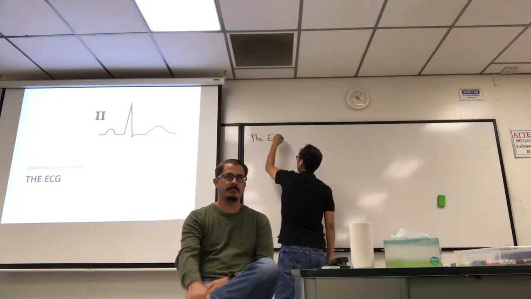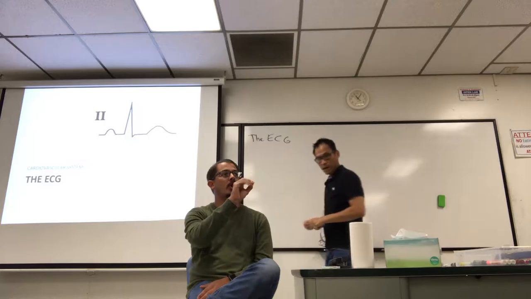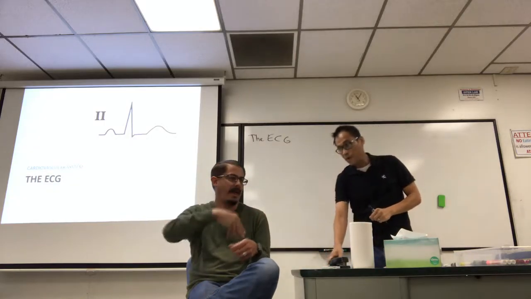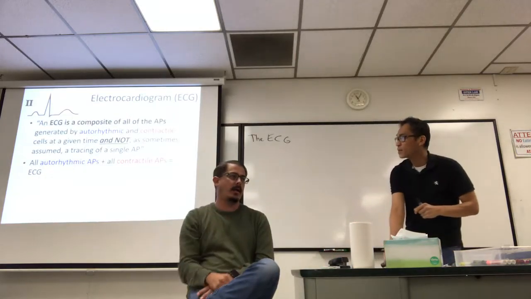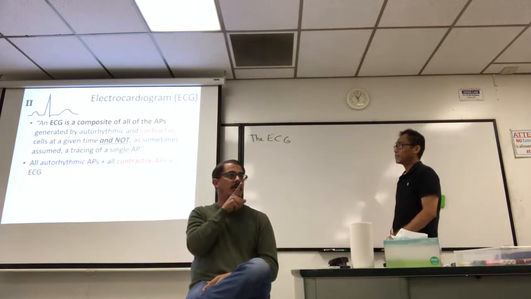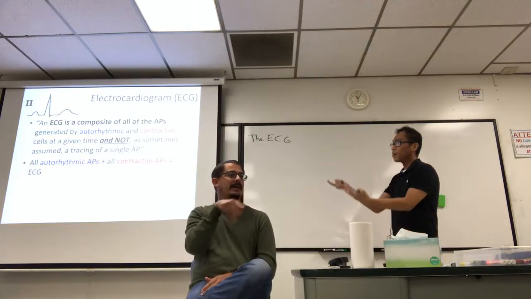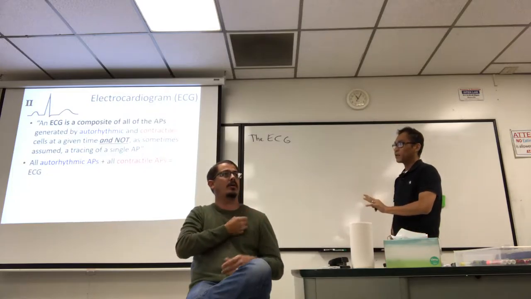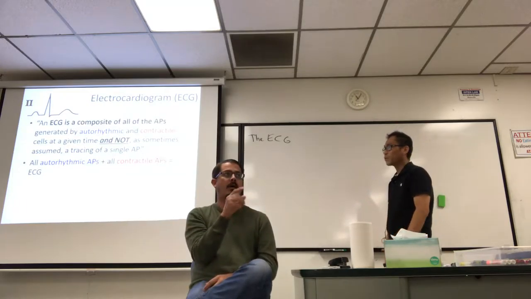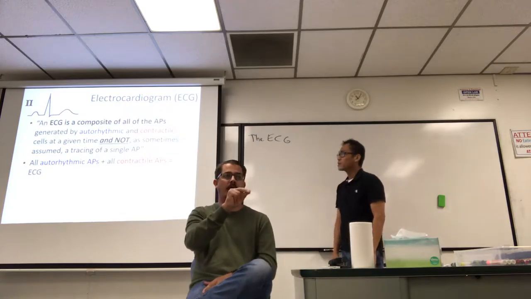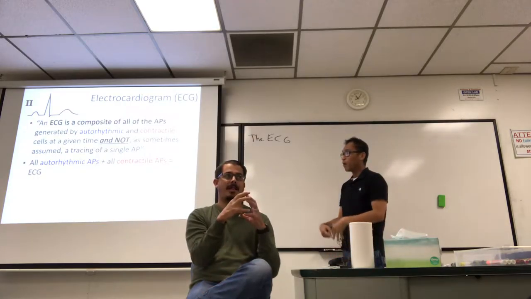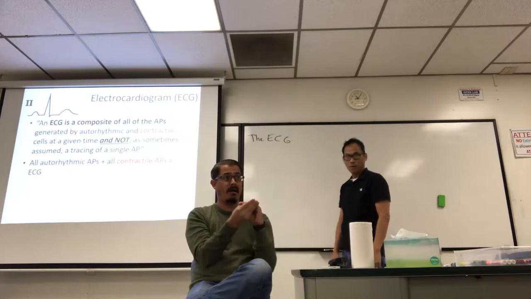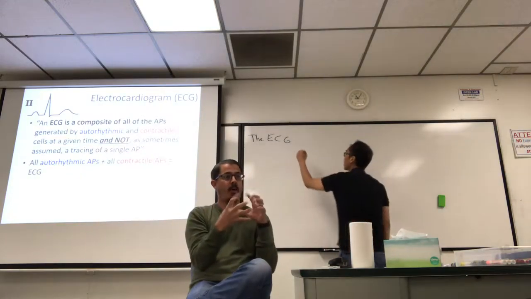The ECG is electrocardiogram for short, but I never write it out. Most people already know that, actually. But what it represents is a composite of all action potentials generated by all cells of the heart, autorhythmic and contractile. But it's not a single action potential. That's what you'll learn in 4:30, but that's of a single cell. This is the entire organ of the heart's electrical activity.